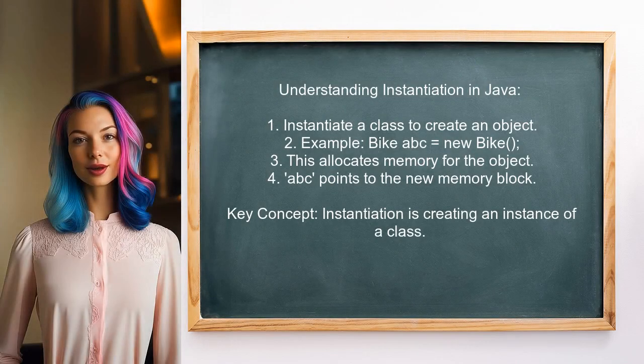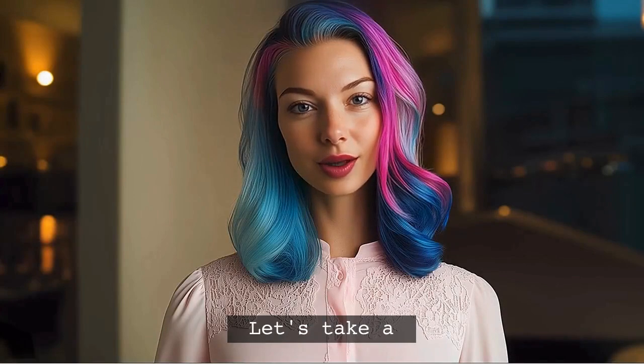This user explains that to instantiate in Java means to create an instance of a class, which is also known as an object. For example, you can instantiate a class called Bike by using the syntax Bike abc = new Bike(). This action allocates a new block of memory for the object, and abc will reference that memory. This process is what we refer to as instantiation in Java. That's it for that answer. Let's take a look at another one.